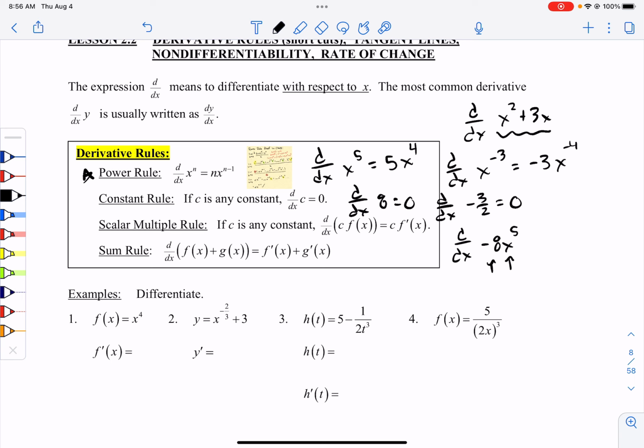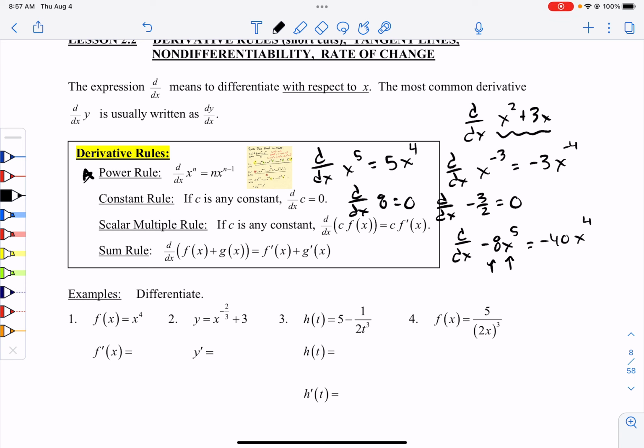The 5 still gets moved to the front, but it gets multiplied by that -8. So that becomes -40x to the 4th. That's all that means. If there's a constant in front of the function connected to it, then it's going to get multiplied with the derivative.